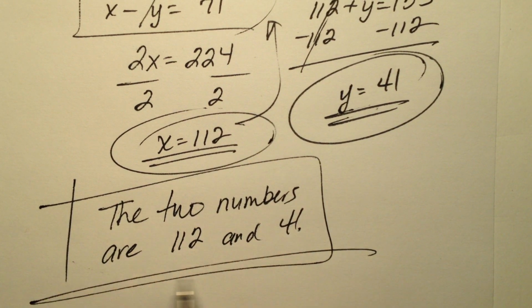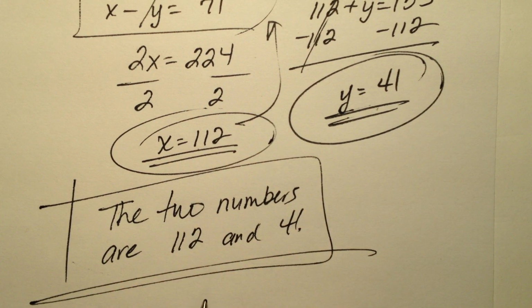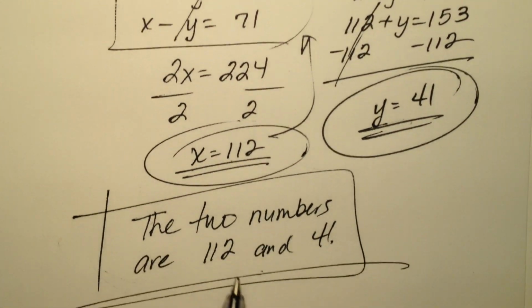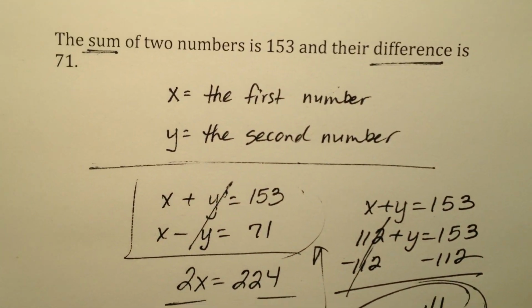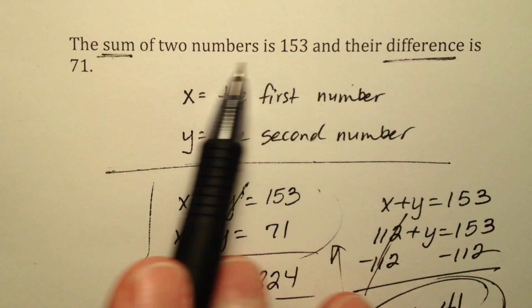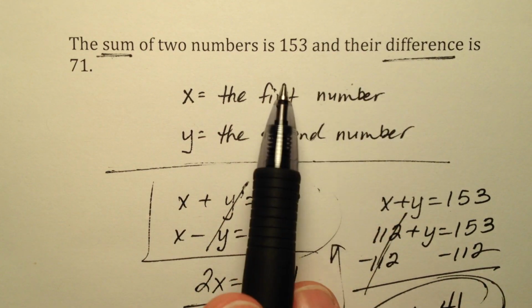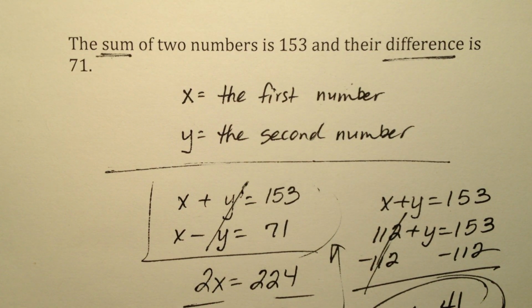So this answer here, these two values are the values for the variables, and this answer, this sentence, is kind of the wrap-up for this situation. So the two numbers are 112 and 41, given this initial sentence that gave the relationship between the numbers, and then my variable definitions, x and y.